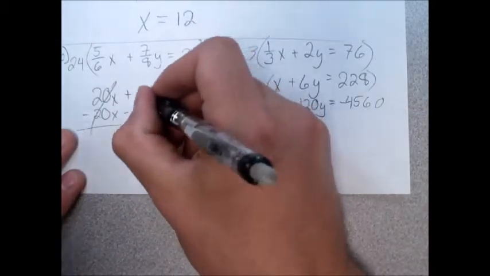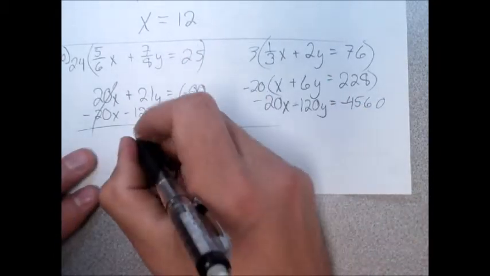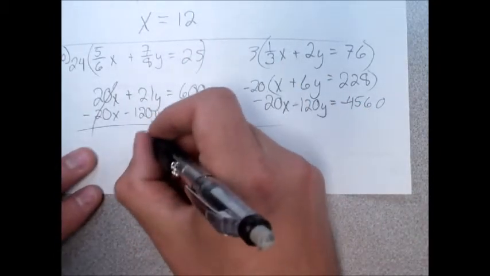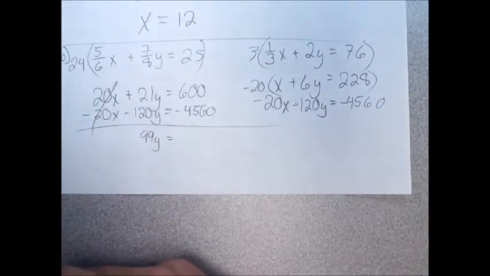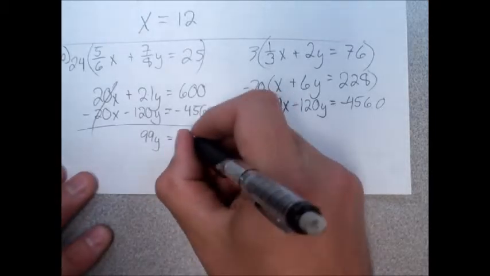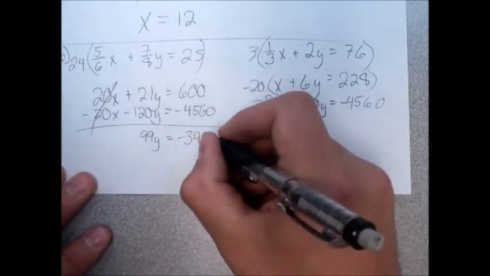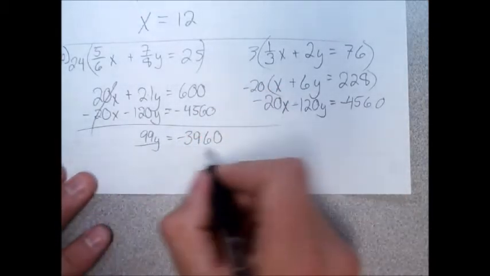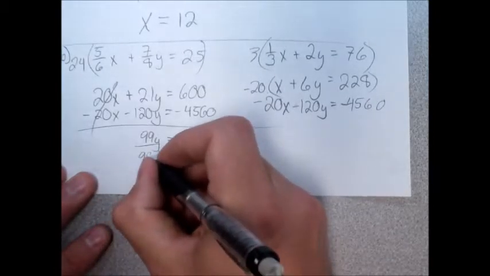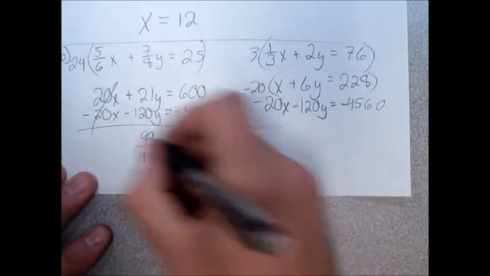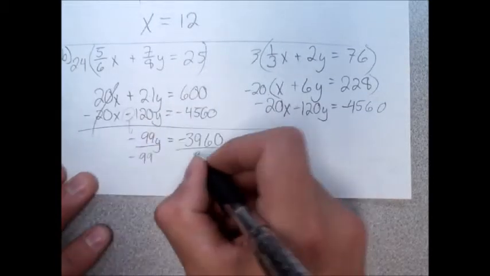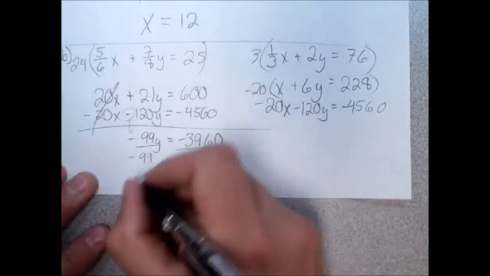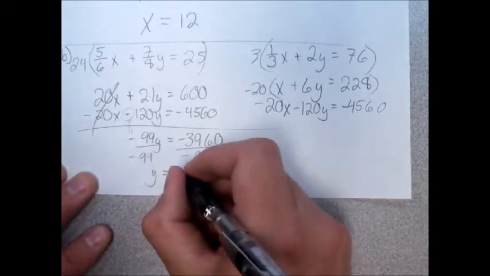I have a -120 and a +21, which makes 99y. And then 600 minus 4,560 makes a number I'm not sure about, so -3,960. Good. Divide that by the 99. Oh, I forgot a negative here. Don't forget your negative. And you said it's 40. So y equals +40.